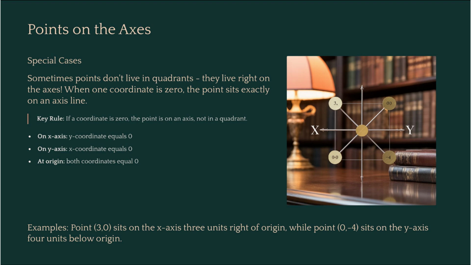If either coordinate is 0, your point does not fall into a quadrant. It lies right on an axis. The point (3, 0) is on the x-axis because there is no vertical movement. The point (0, -4) is on the y-axis because there is no horizontal movement. Remember, the axes themselves are the boundaries of the quadrants.